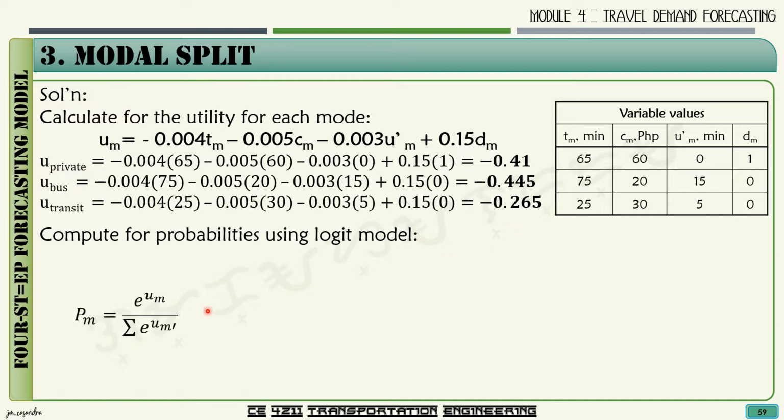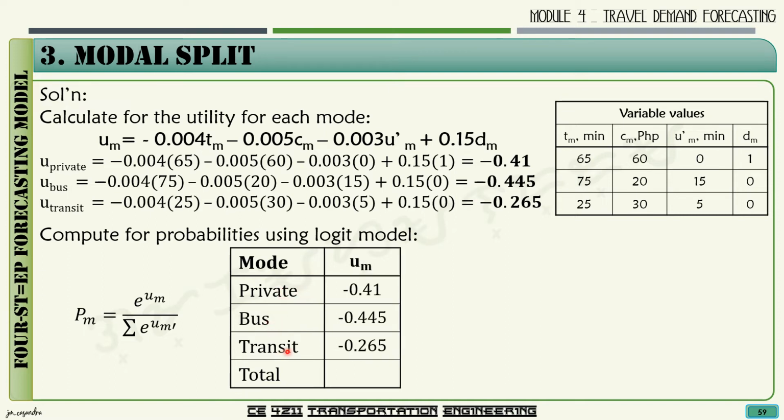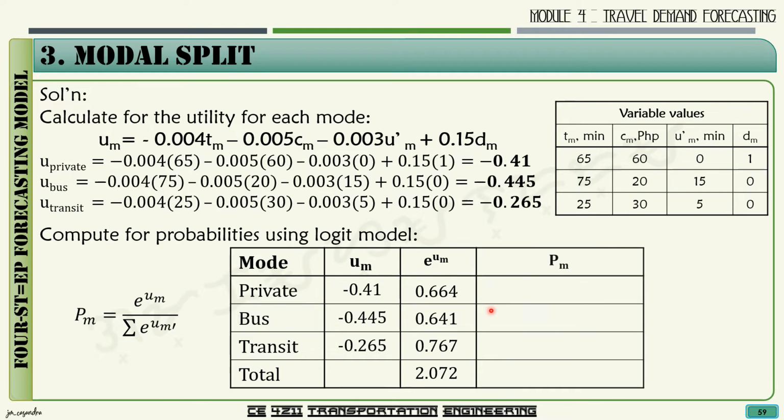So we have the equation e raised to U sub m divided by the summation of e raised to U sub m prime. So we have here our mode of transportation, the private, bus, and transit. So we have our computed U sub m, and then for our e raised to U sub m, it will give us now a value of 0.664, 0.6421, and 0.767, which is a total of 2.072.